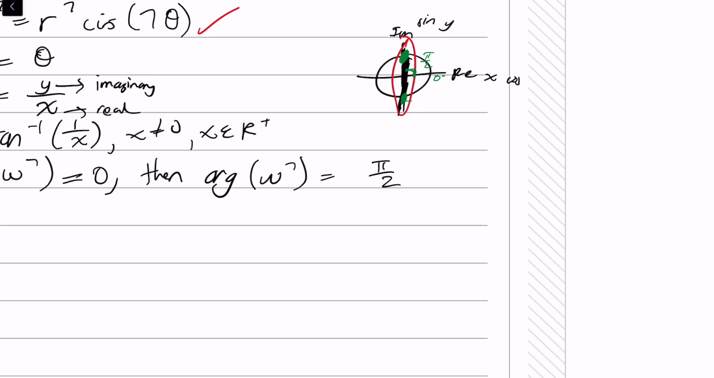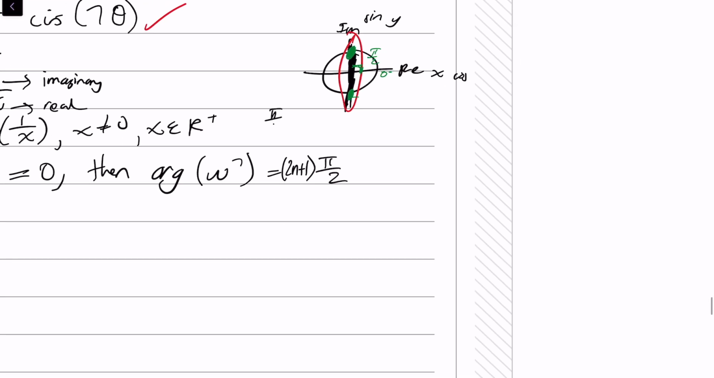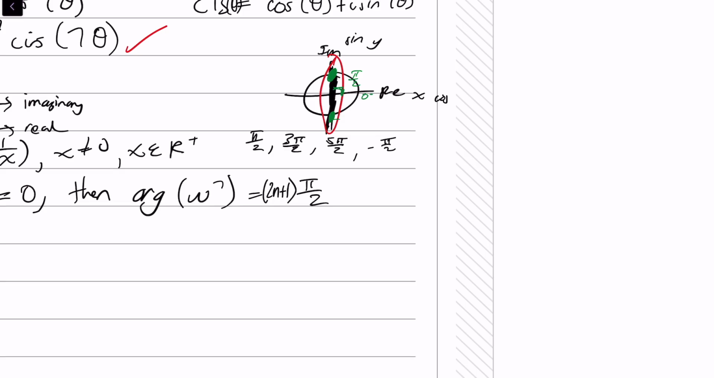I need to use the formula (2n plus 1) times pi over 2. Now you may be wondering, what on earth does that mean? Well, typically what people do is they write pi over 2, 3 pi over 2, 5 pi over 2, or maybe negative pi over 2 to show on the unit circle.